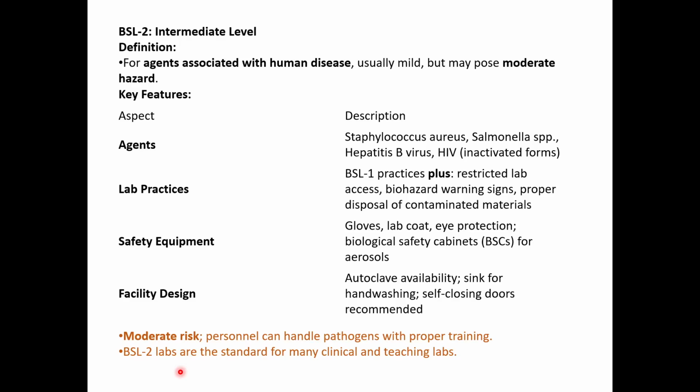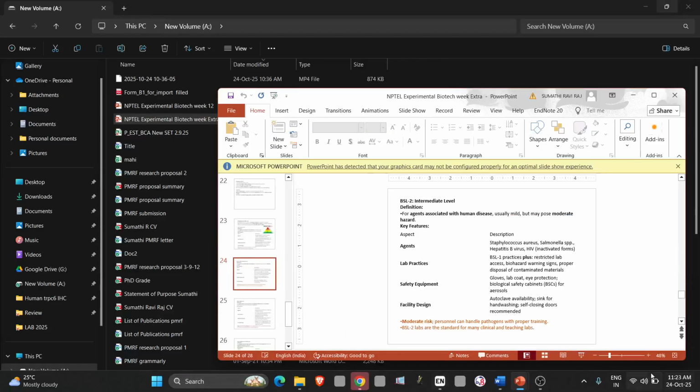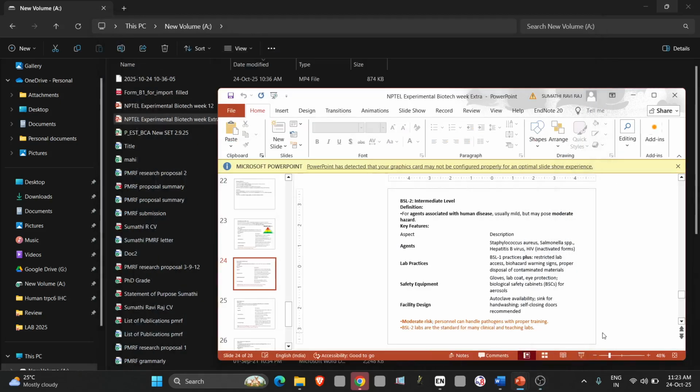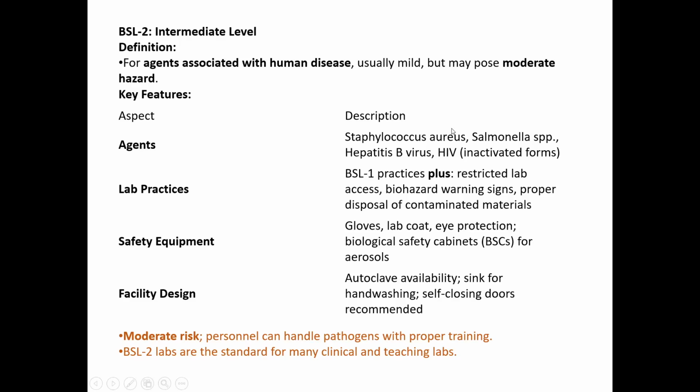Next is the BSL 2 level. So this is an intermediate level, and this is for agents which are associated with human diseases, but usually mild and may possess a moderate hazard. So basically, the agents here might be hazardous at certain conditions or when infected, but they are not completely toxic, or they are not lethal.